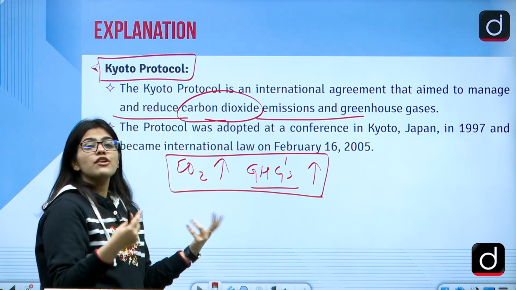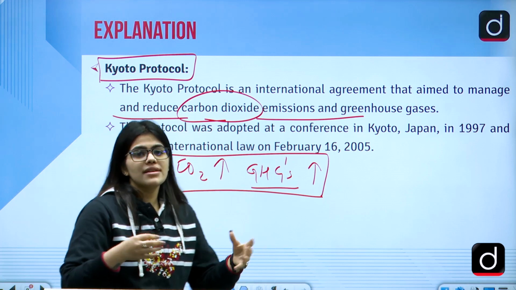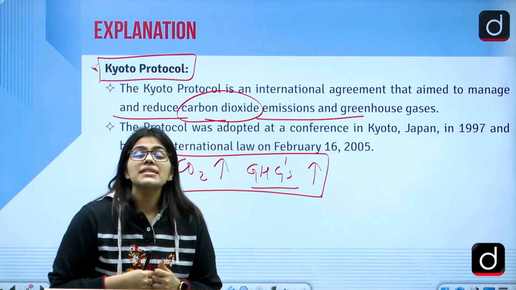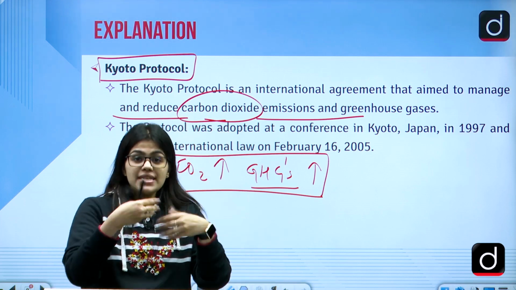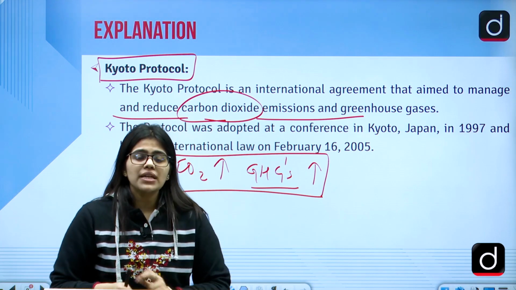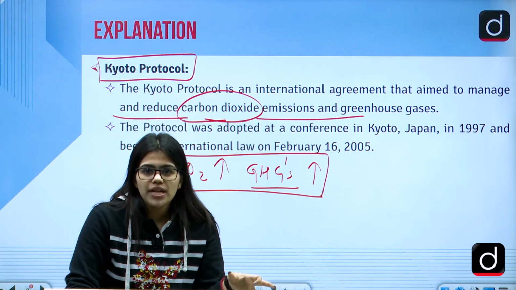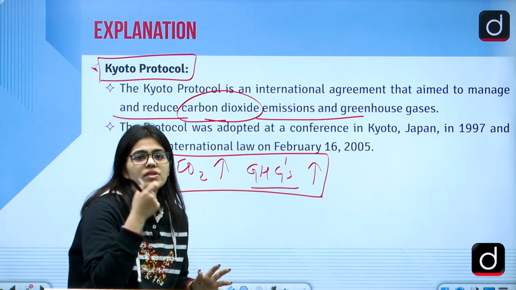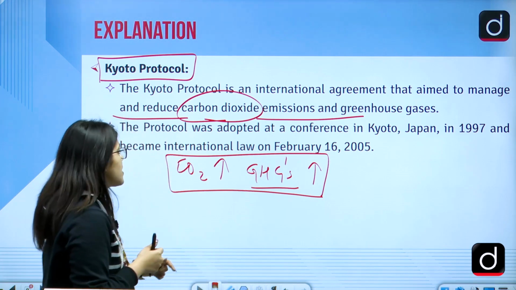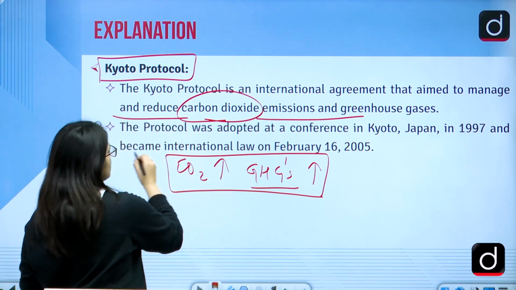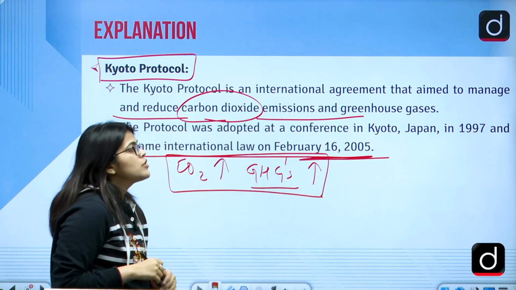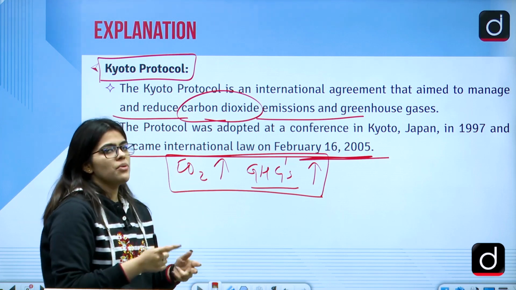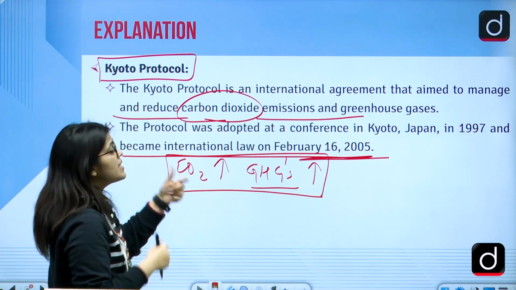All these countries really enjoy participating in these environmental conventions. So they used to meet in different countries, and all the names that are given to these COP parties come from those countries only. So where was the Kyoto Protocol held? Kyoto Protocol was held in Kyoto, that is in Japan, in 1997. It came into force internationally in 2005. So Kyoto Protocol was adopted at a conference that was held in Kyoto, Japan, in 1997, and became an international law.